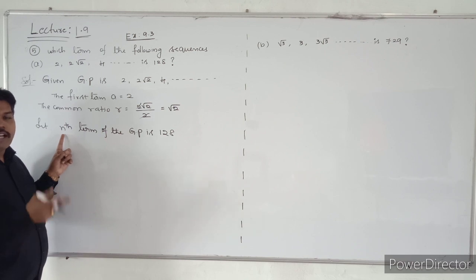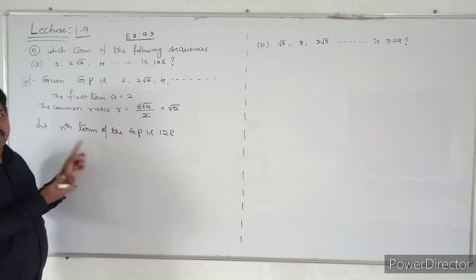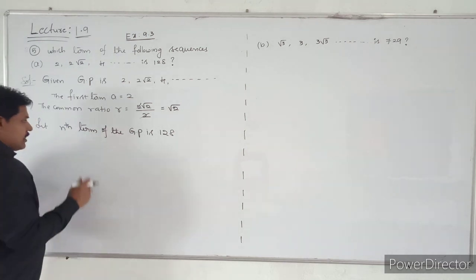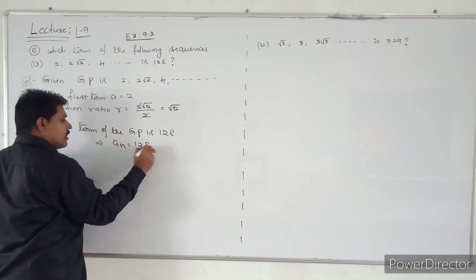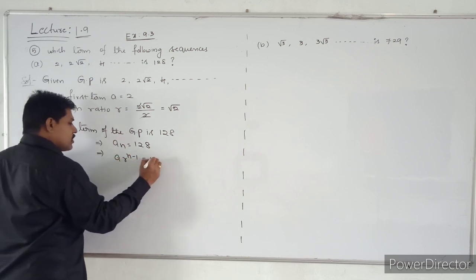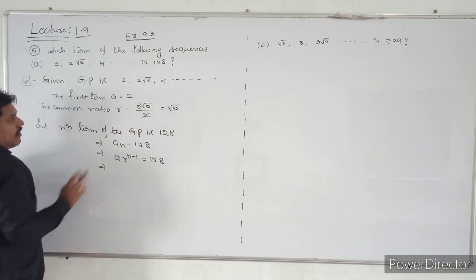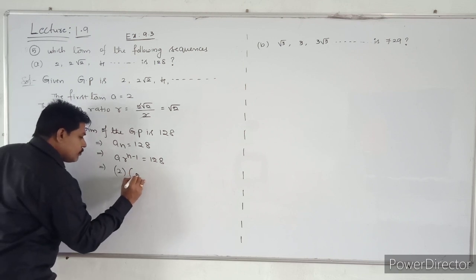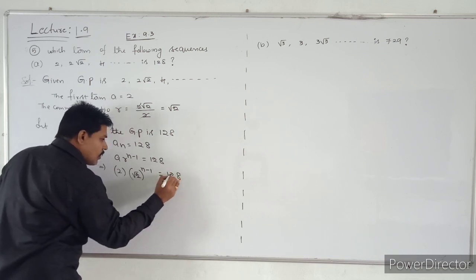You can calculate the n value. For example, if n is equal to 7, you can declare that it is the 7th term. If n is equal to 8, it is the 8th term. So how to calculate that? That implies an is equal to 128. What is the formula of an? A into R power n minus 1 is equal to 128. A value is 2, and R value is root 2, whole power n minus 1, equal to 128.